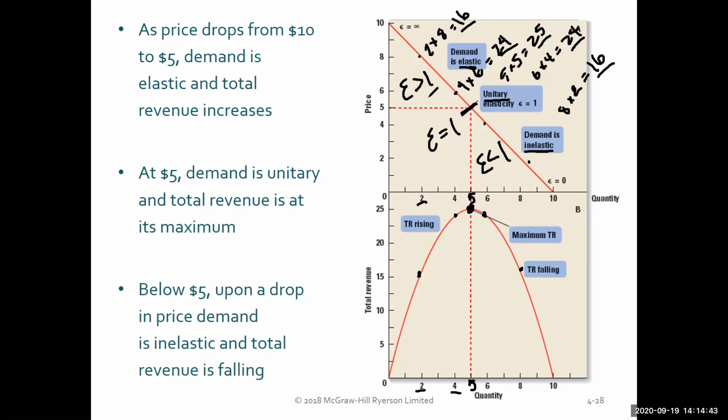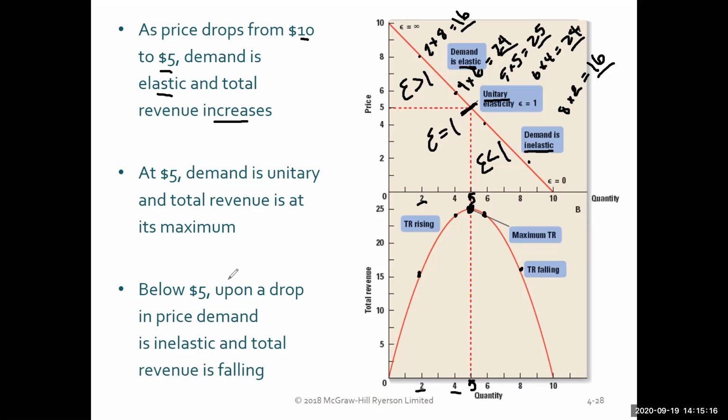That makes sense. When it's inelastic, you raise price and revenue goes up. If we look at this elastic portion, what would I do to raise revenue? I lower price because the quantity response is elastic and revenue rises. So we graph that here with the total revenue rising and on the other side total revenue falling. So the final thing I want to point out here is price drops from 10 to 5, demand is elastic, revenue increases. They're just giving us one example. We went through the whole thing.